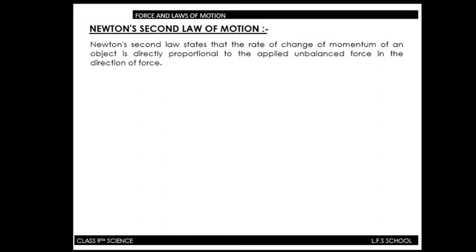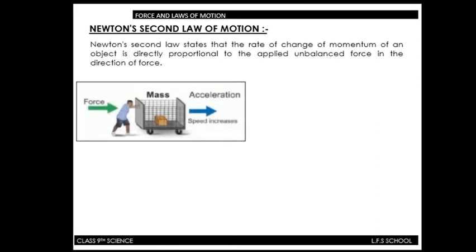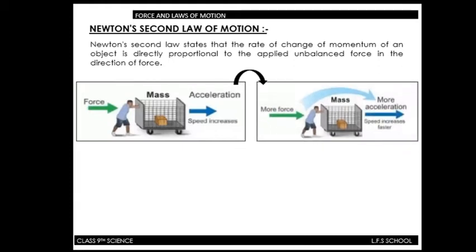Now we will be studying how momentum is related to Newton's second law of motion. Newton's second law of motion states that the rate of change of momentum of an object is directly proportional to the applied unbalanced force in the direction of force. So see here how force is related to mass and acceleration. See the picture over here, one man is applying a force, so the more the force, the more will be the acceleration. In the first picture he is applying a force, and in the second picture we see how the body accelerates from one place to another.